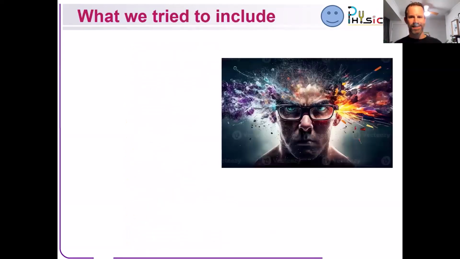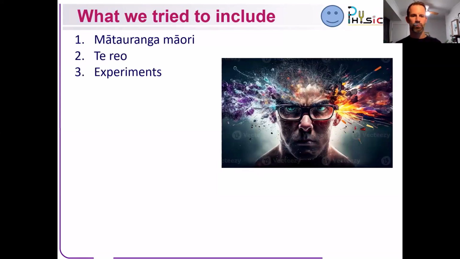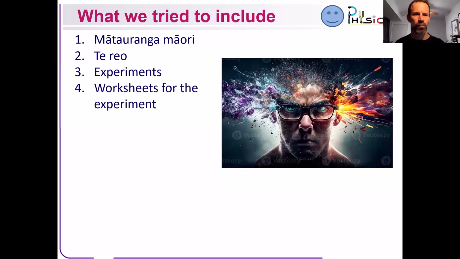So what we actually tried to jam into these lessons, and over the years, from every direction, they're telling you that you have to try to add these things to lessons. I've tried in all my ways to put in all of them miraculously into these one lessons. The first two are actually super awesome and important. Mātauranga Māori, Māori knowledge, we want to put that in there. Te reo, use as much as we can. We want to be doing experiments, and so that you're not lost, worksheets that actually go with that experiment.